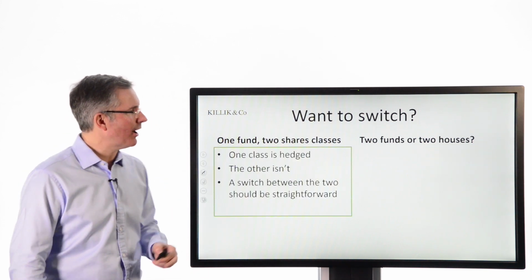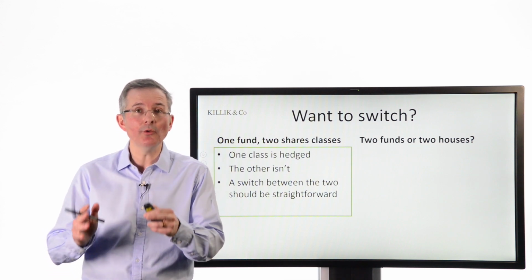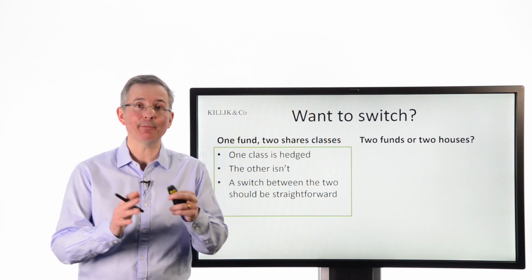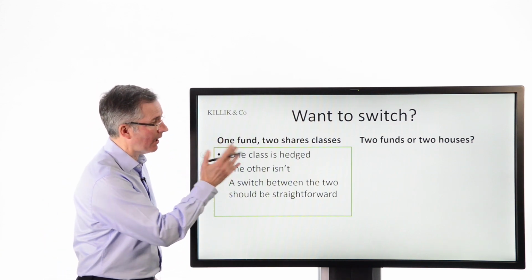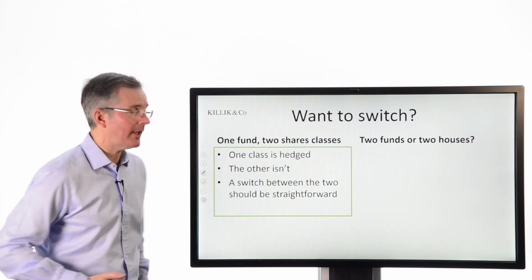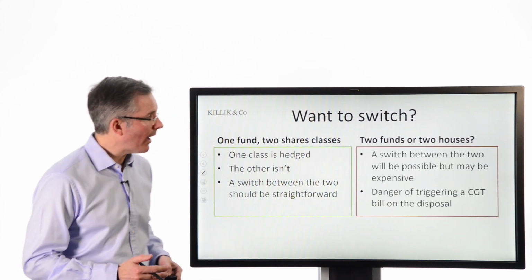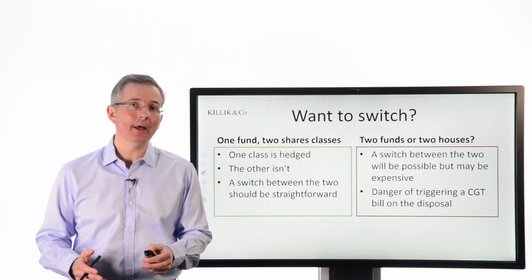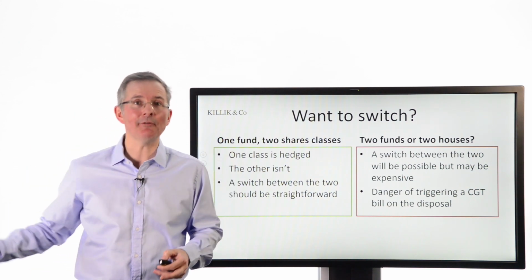Where you've got one fund with two different share classes, you can do it fairly cheaply and fairly quickly, and you don't incur a capital gains tax bill normally on doing so. In other words, the fund's got a class of share that's hedged, another class that isn't, should be a straightforward switch. Your problem's going to come where you're looking at switching between either two different types of fund at the same fund house, or even two completely different fund houses.